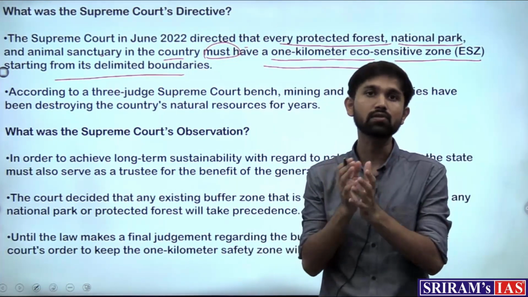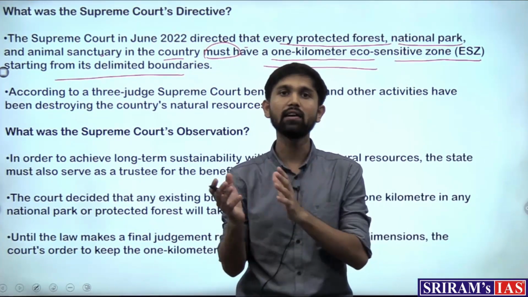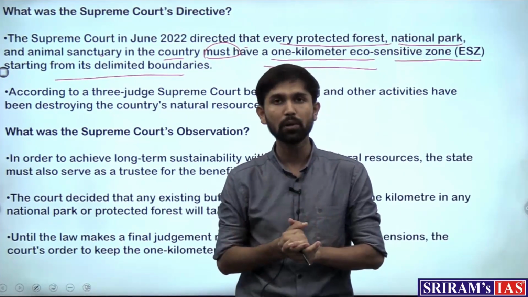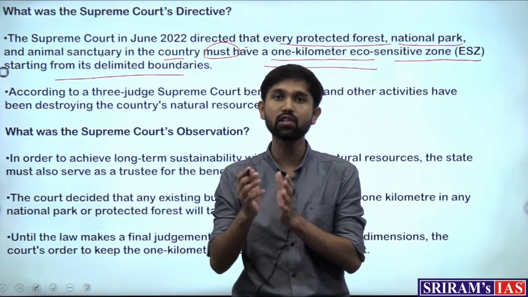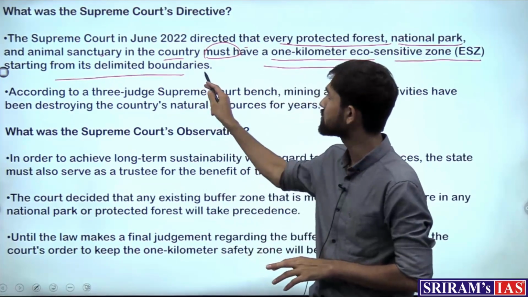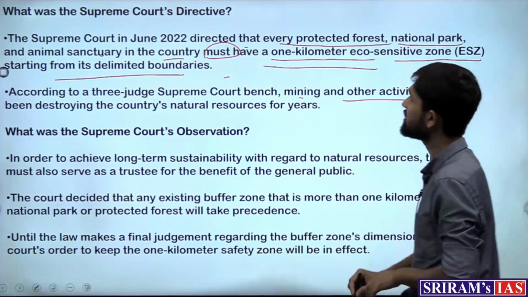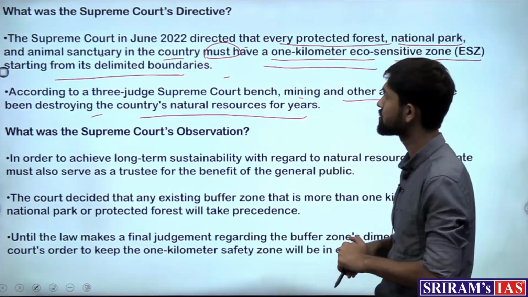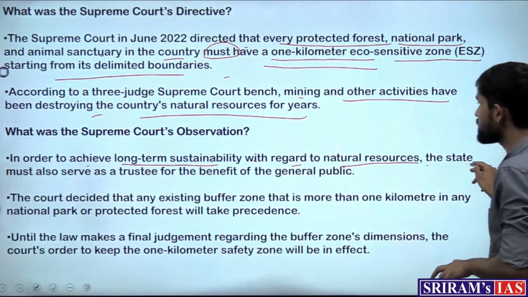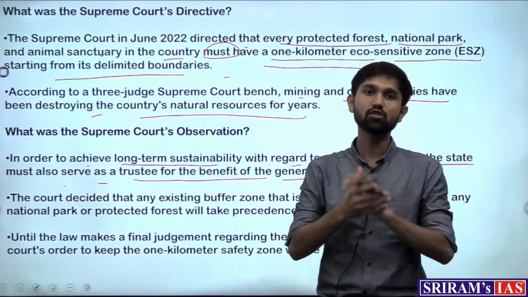Why was this done? Because the Supreme Court identified that a lot of man-animal conflict is occurring and a lot of activities get carried on which we saw in the prohibited section. These prohibited activities are carried out in and around the forest. So in order to protect these national parks and wildlife sanctuaries, Supreme Court gave out such an order, right? So it was done, as the judges said, mining and the other activities have been destroying the country's natural resources for years. So in order to achieve long-term sustainability with regard to natural resources, the state must also serve as a trustee for the benefit of general public, is what the Supreme Court observed.